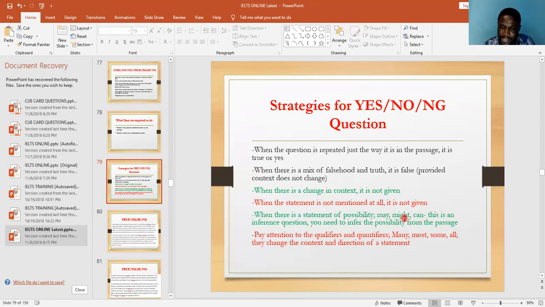And then the last one, I said, pay attention to the qualifiers and quantifiers: many, most, some, all. They change the context. What I mean is, they change the whole context and direction of a particular statement sometimes. It could be the difference between falsehood and not given.